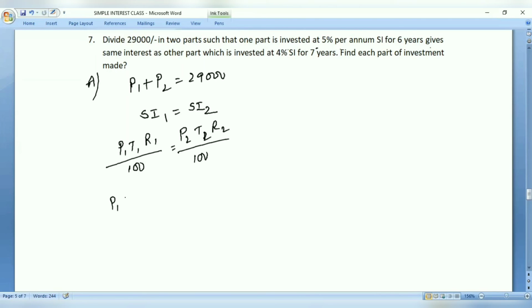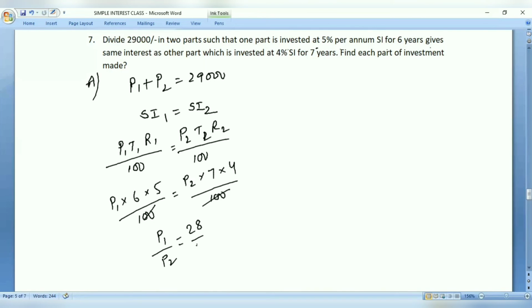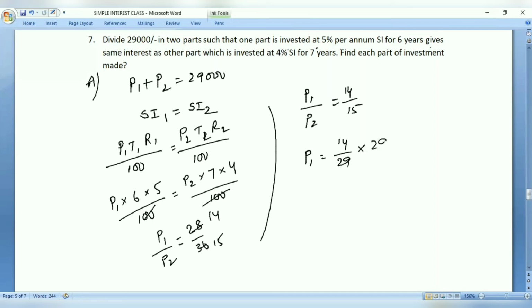So let us be P1 and time period is 6 years, rate of interest is 5 divided by 100 equals to P2 divided by 7 time period, and rate of interest is 4 divided by 100. So 100 goes cancel. P1 divided by P2 equals to 28 by 30. So 28 by 30 means 2 14s, 2 15s. Now we understood that P1 divided by P2 equals to 14 by 15. Now P1 component is equal to 14 by 29 into 29,000.